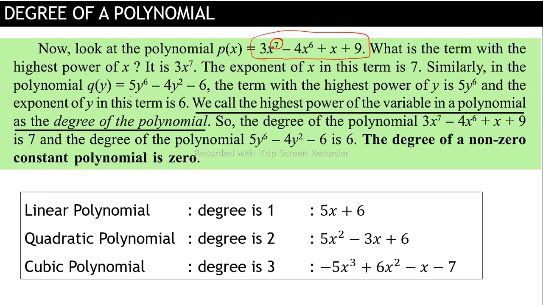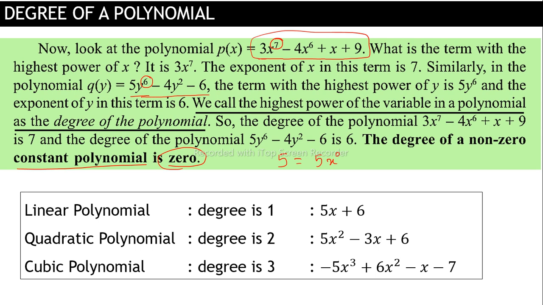Similarly, 5y to the power of 6 minus 4y squared minus 6. In this, the highest power of y is 6. So 6 will be the degree. And one more thing we should note: the degree of a non-zero constant polynomial is always 0. For example, 5. 5 is a non-zero constant polynomial. So 5 can be written as 5 into x to the power of 0. So here we say that the degree of this non-zero constant polynomial is 0.